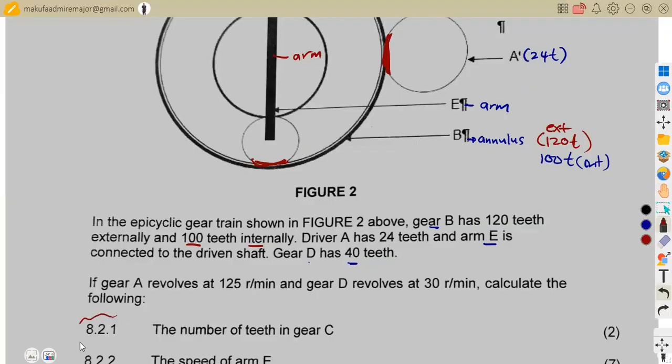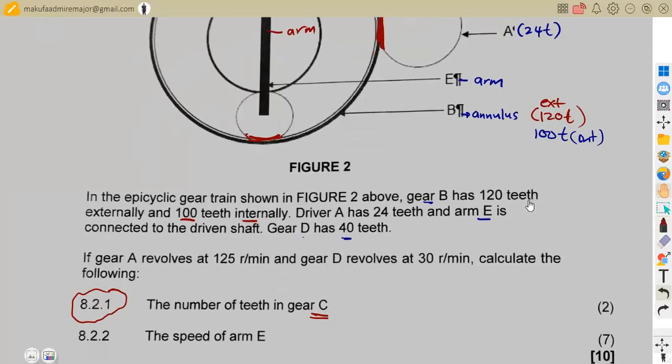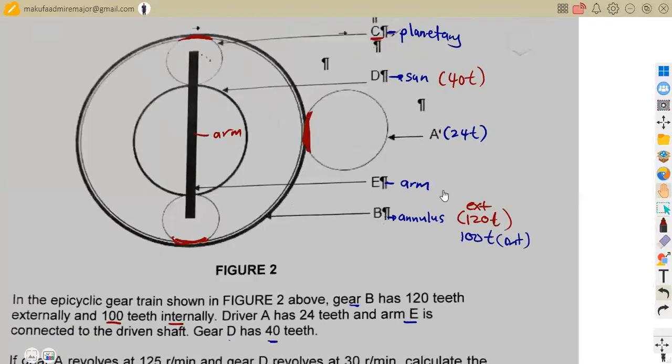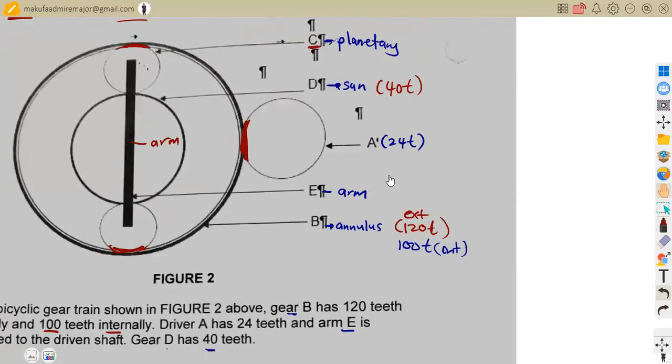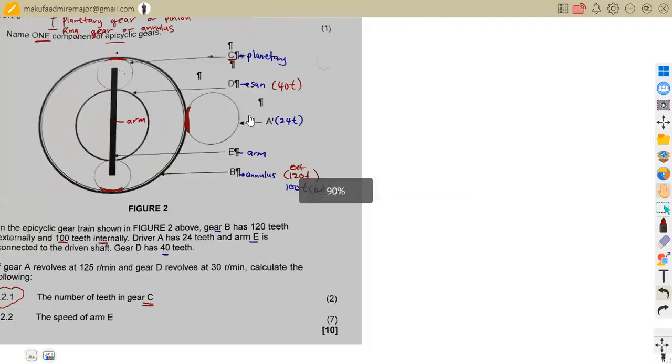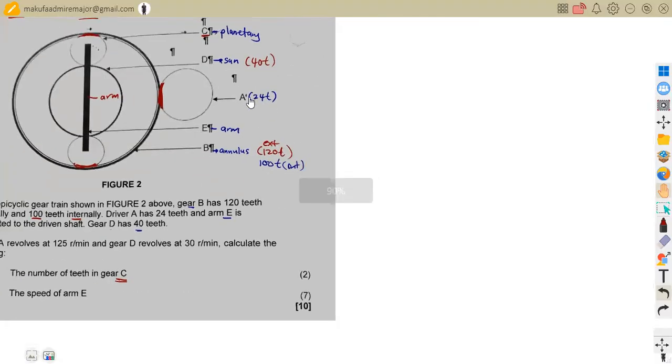So the first question was to calculate the following: the number of teeth in gear C. All right, what is going to be the number of teeth in gear C? I want us to be careful here. Let us consider where we have our C. Since we have our diagram, let me put it this way.